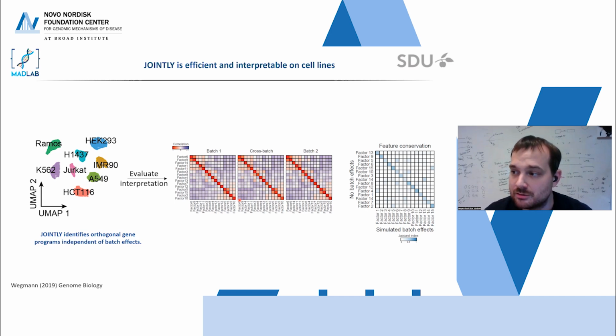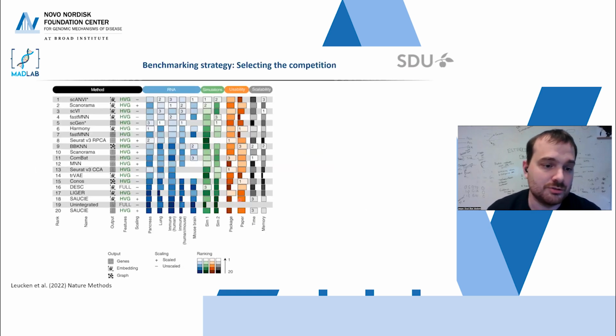So we set out to benchmark it. And in order to benchmark, you need to decide on a few different things. We needed to decide on who we wanted to compete against. And we also needed to decide on how we define what is true and what isn't.